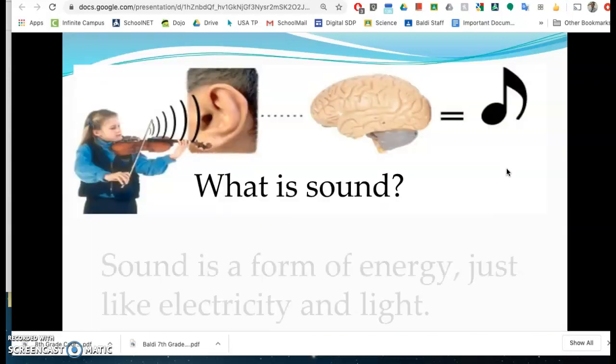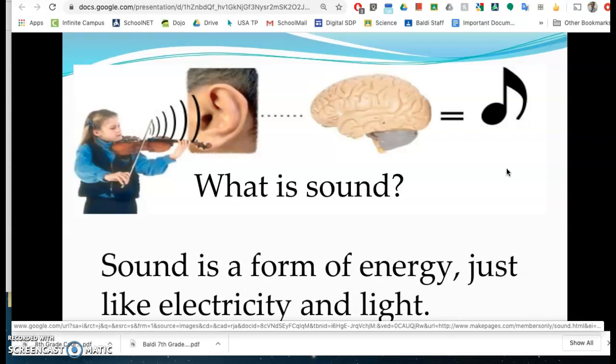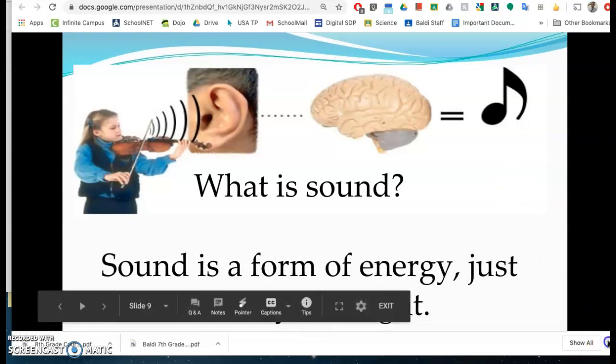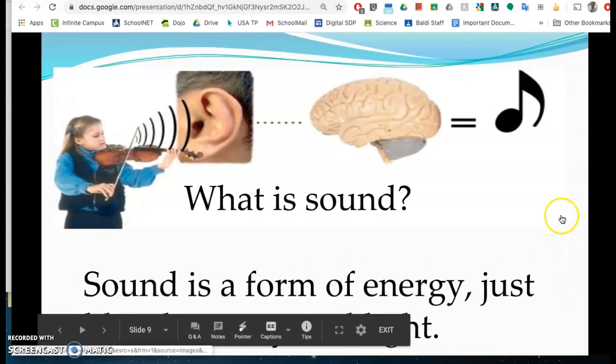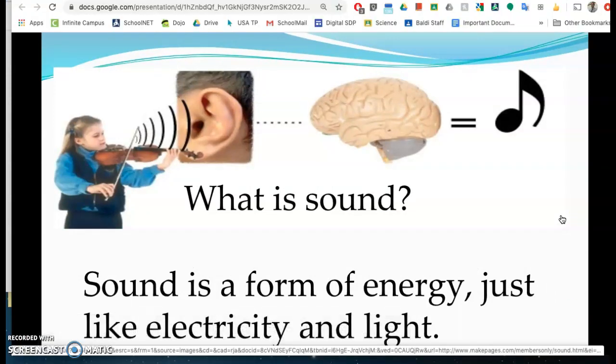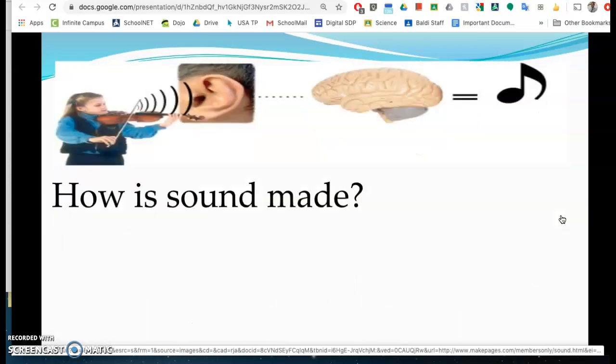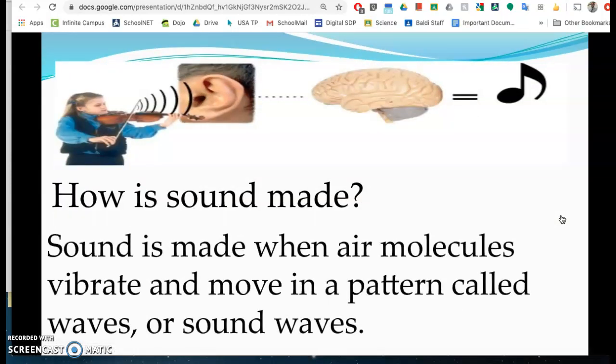So what is sound, right? Sound is a form of energy just like electricity and light. If you're going along in your notes here, please make sure you're taking your guided notes. And the next question will be, how is sound made then?